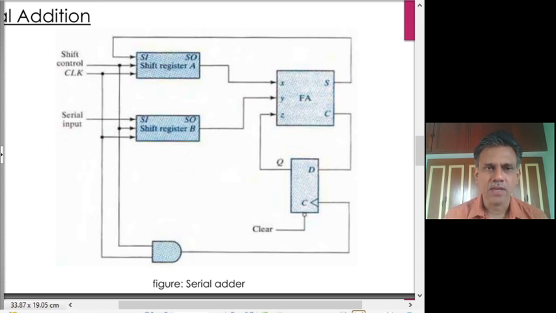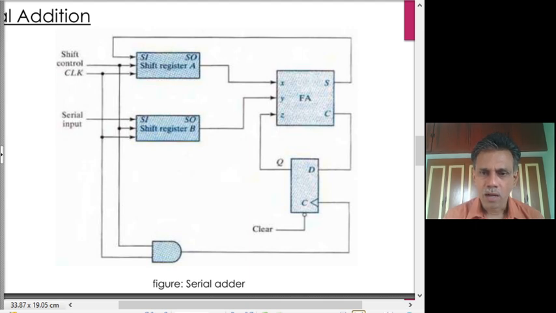So the contents of the A register and B register are taken one bit at a time, starting from the LSB, and then added with this carry. Initial carry is 0. The sum is being stored back into the A shift register. The carry is being stored in the D register for its reuse.